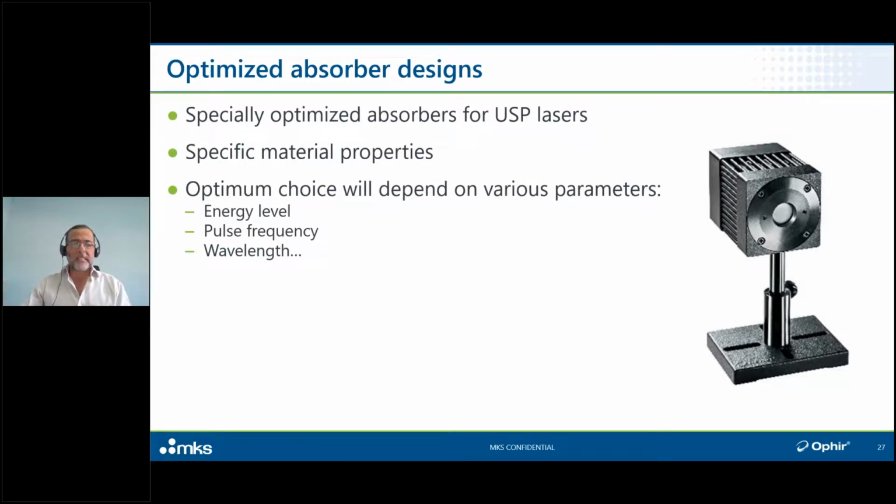So with that concept in mind, there's constant work going on in Ophir, in other companies, and in other institutions, now that this kind of application is very quickly increasing in popularity, to develop better and better absorber materials, each specially optimized for a pretty specific set of conditions. These materials are chosen and developed for various specific material properties, generally related to the size of the energy band gap in the atomic structure of the material. The specific optimum choice is obviously going to depend on a whole bunch of different parameters: the energy level, the pulse frequency, the repetition rate, the wavelength.